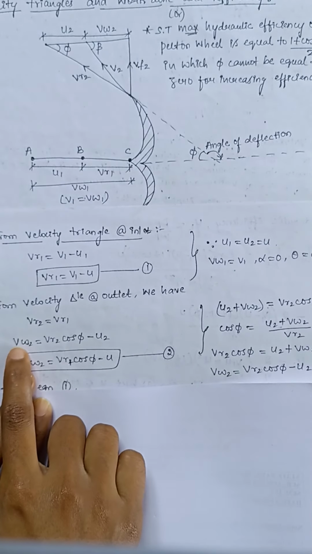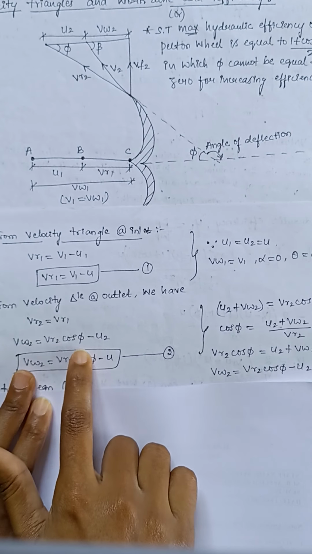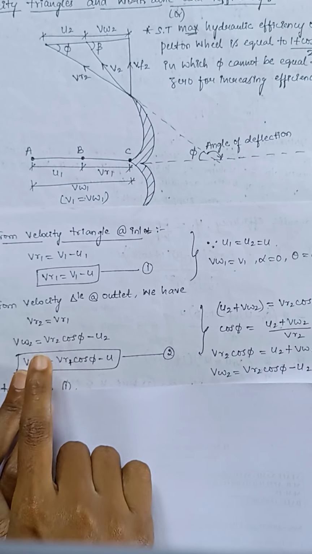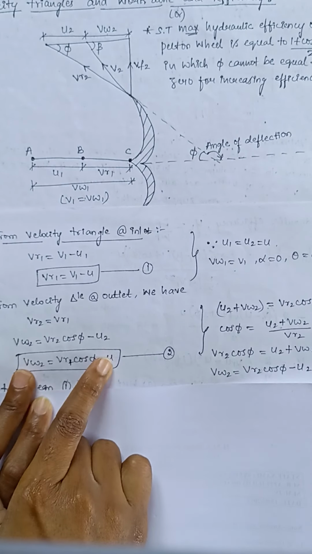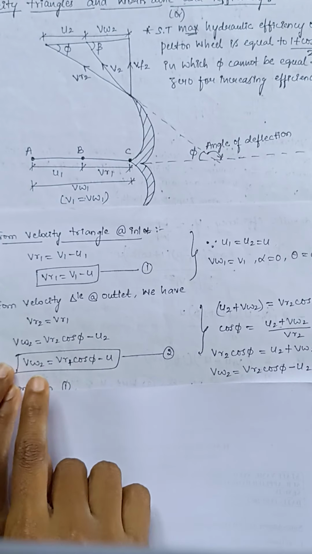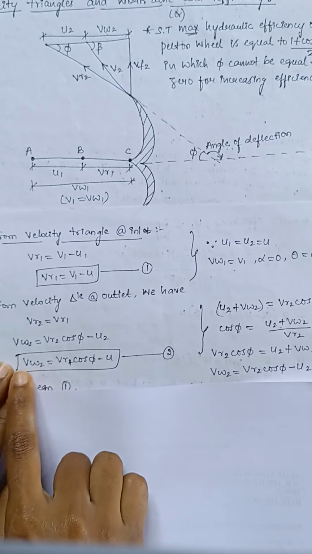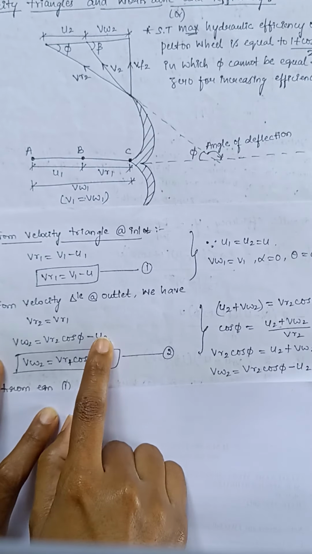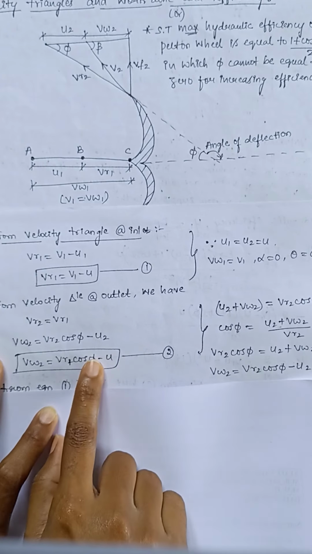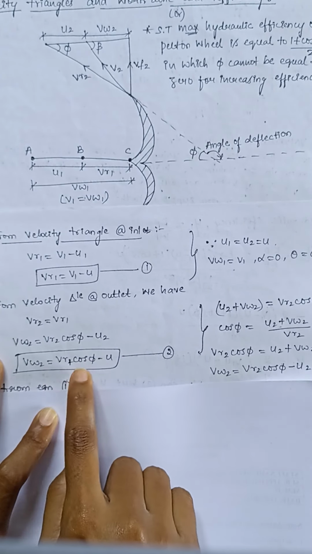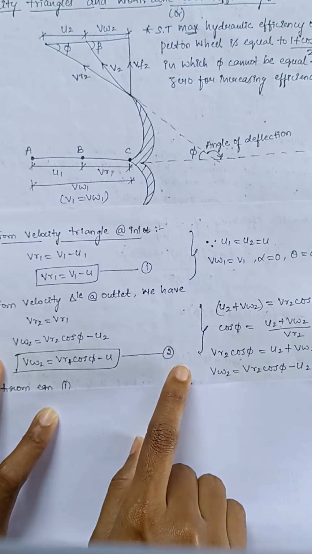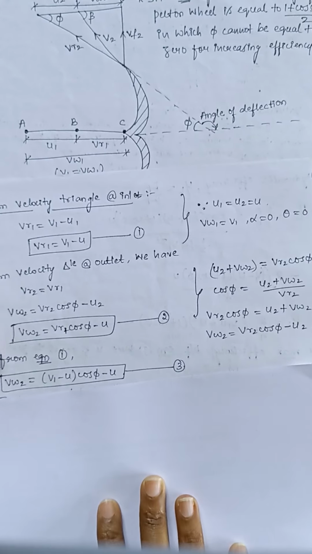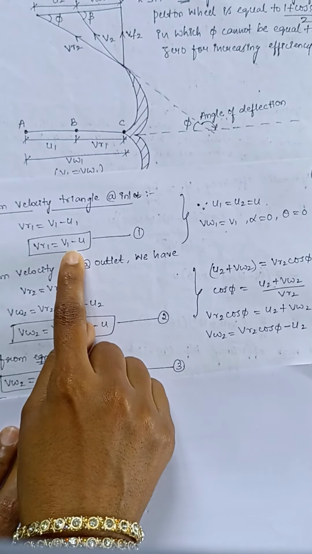The equation of Vw2 we got as Vr2 into cos phi minus u2, and let us replace this Vr2 with Vr1, because the relative velocity of the jet both at the inlet as well as the outlet will be the same. Now on replacing Vr2 with Vr1, we will finally get the equation of Vw2 as Vr1 cos phi minus, you replace this u2 with u. Hence, we get the equation as Vw2 is equal to Vr1 cos phi minus u, and let us name this as equation 2.